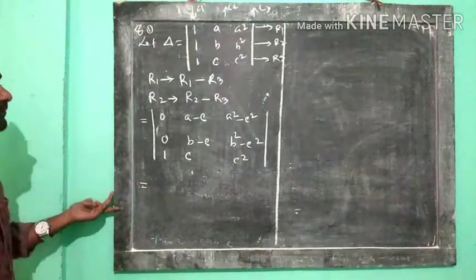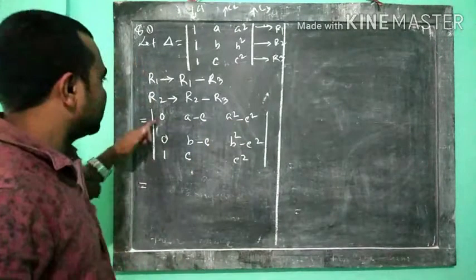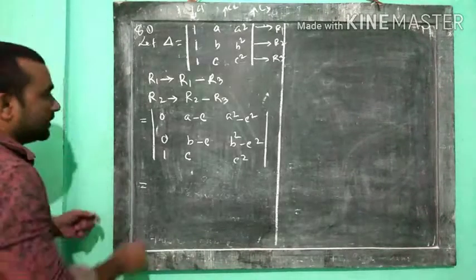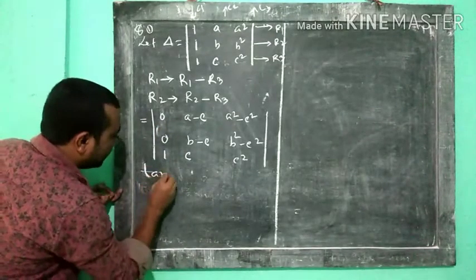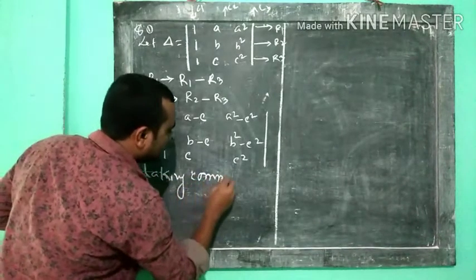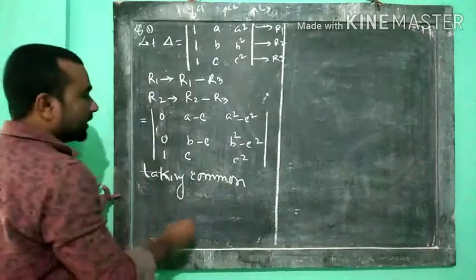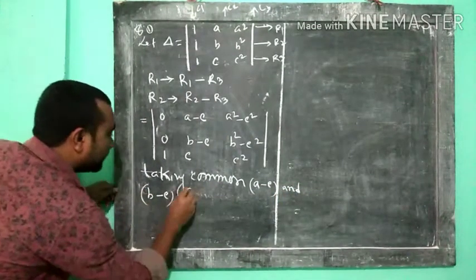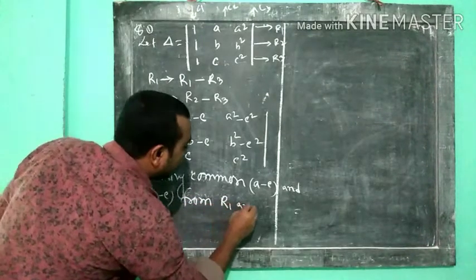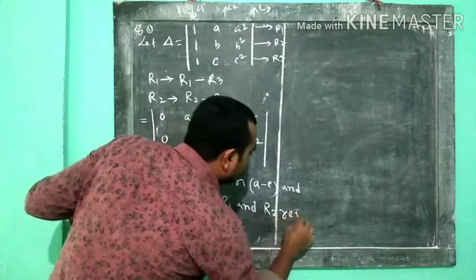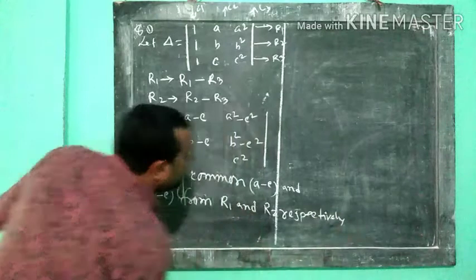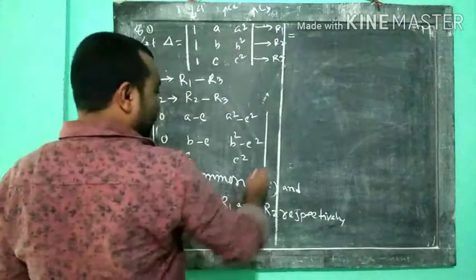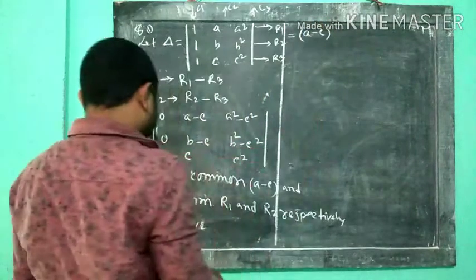Now taking common A minus C from R1 and B minus C from R2 respectively, what do we have? This is equal to A minus C whole into B minus C.